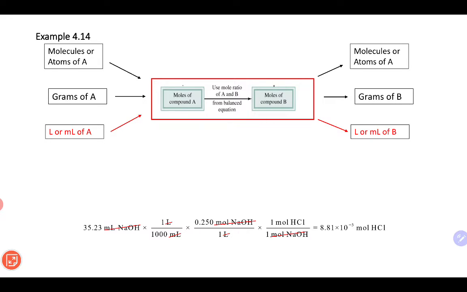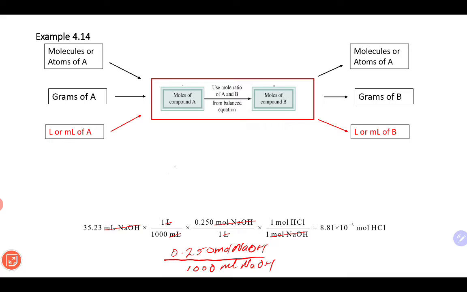So we can convert the volume to liters and then multiply by the molarity. Or I could have just combined these two fractions into 0.250 moles NaOH per 1,000 milliliters of NaOH. And that's the same as saying 0.250 moles of NaOH per liter.